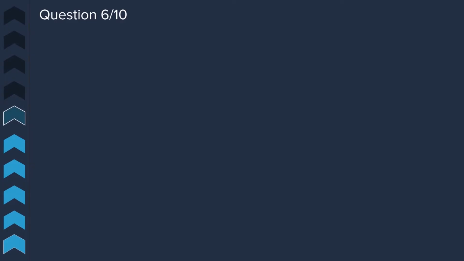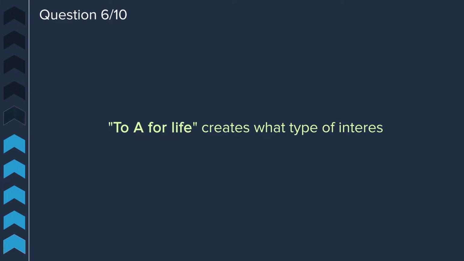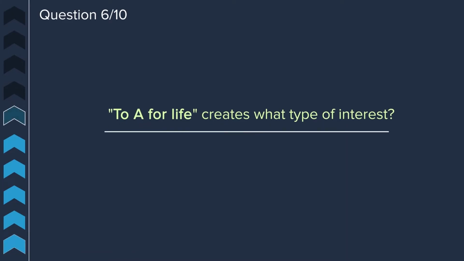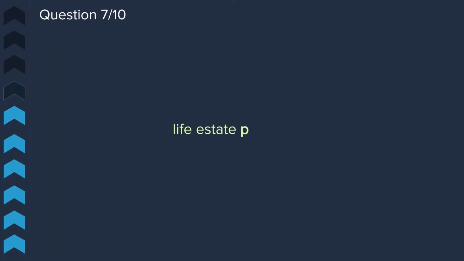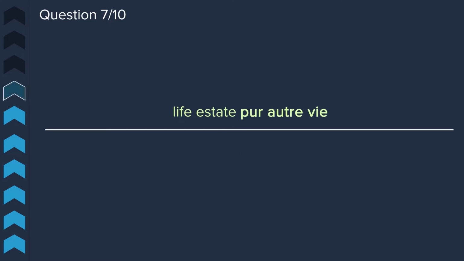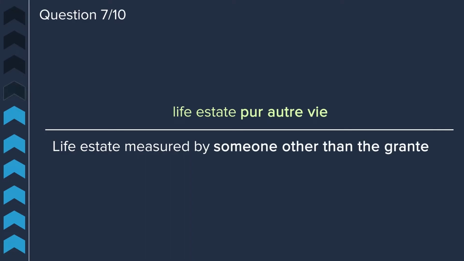Question 6. The type of language "to A for life" creates what type of interest? This type of language creates a life estate. Question 7. What is a life estate per autre vie? A life estate per autre vie is a life estate that is measured by someone other than the grantee's life. For example, "to A for the life of C" is a life estate per autre vie.